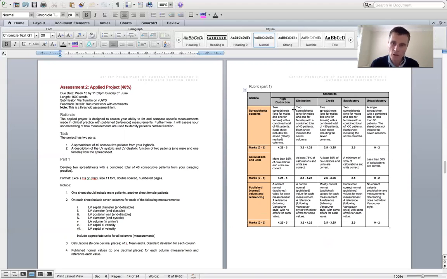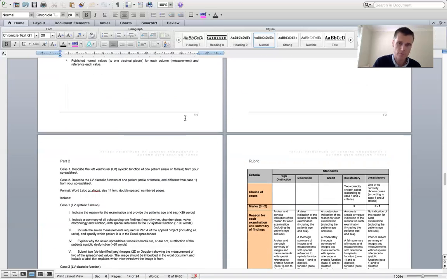Then in terms of how that's going to be marked, these are the rubrics. What we expect is, as I was saying, 2 spreadsheets, 1 for males, 1 for females, with a combined total of 40 patients, and each sheet with 7 clearly marked columns. If the units and calculations are correct, you expect a good mark. The published normal values are included, and things are referenced appropriately, you'll expect a good mark as well. So that's the marking criteria for that first part of the applied project.